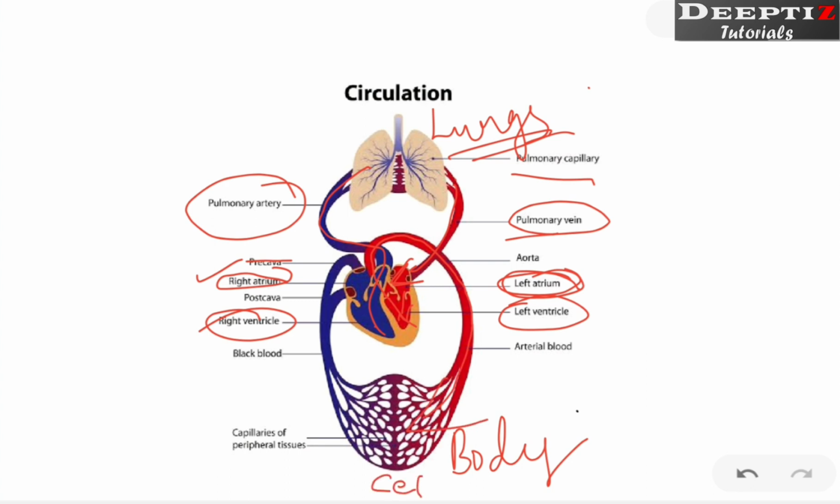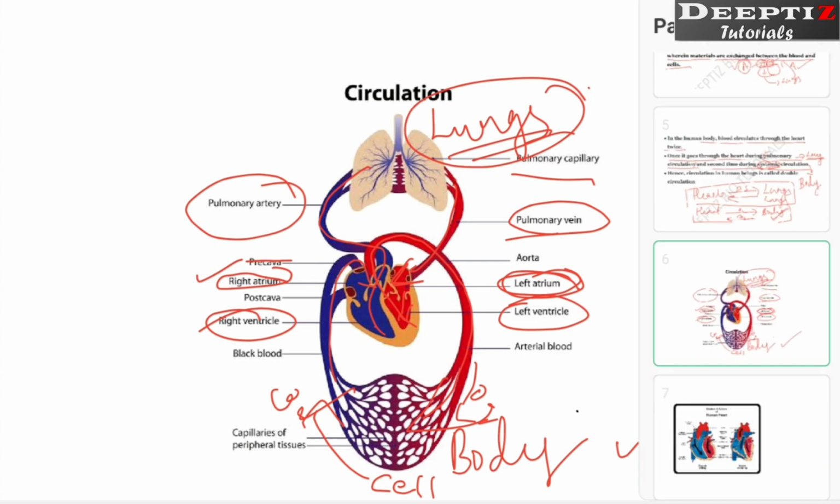this as a cell, oxygen is given to the cell. From the cell, carbon dioxide is taken. Now vena cavas are going to carry this back to the atrium. So the circulation related to the body is termed as systemic circulation, and the one with the lungs we termed as which one? Pulmonary circulation.